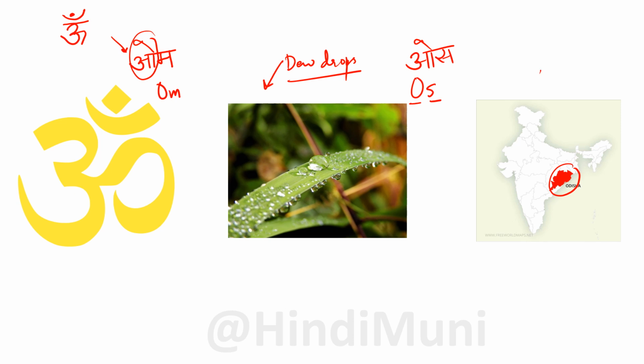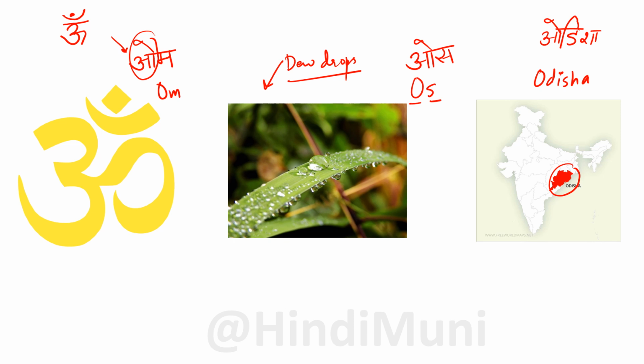Next, this is the state in the central eastern part of India. The state is Odisha, and this is also written with O. So it is written like this: O, D, and then we have Sha.